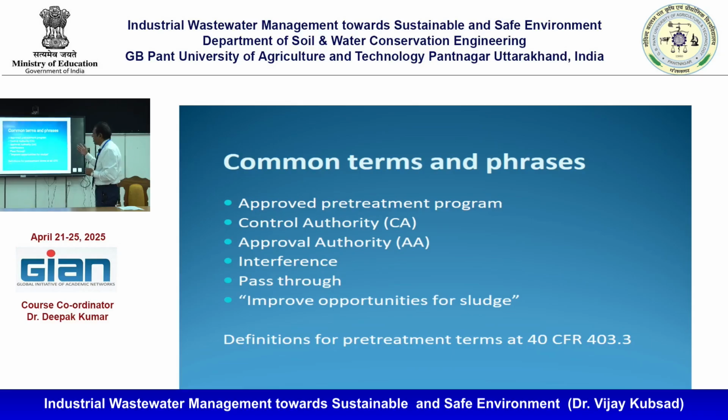Then approved authority means our government. We have to approve. The Department of Ecology has to approve that we have approved you and you run the program. Then the interference and pass through, I have already spoken to that.